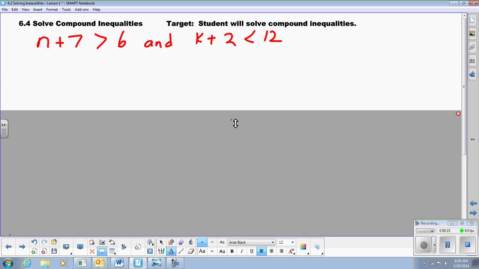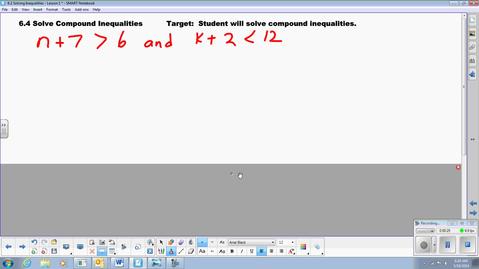Well, solving them just means you solve two inequalities at the same time, like I have here. I have n plus 7 is greater than 6, and k plus 2 is less than 12. So let's get started working here. I'm going to solve each of these separately. For a little bit, I'm going to ignore the inequality over here on the right and work just with the inequality on the left. So what do I do to both sides?